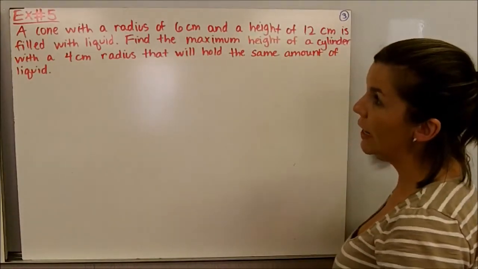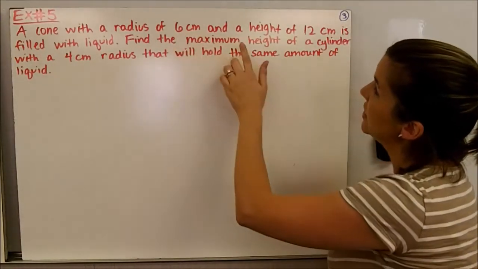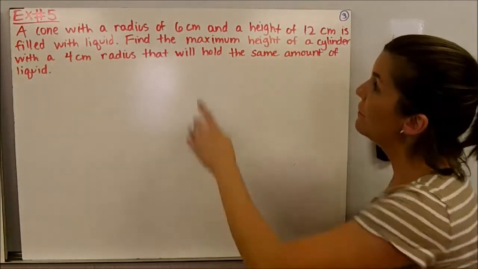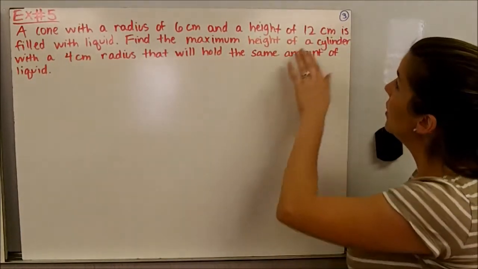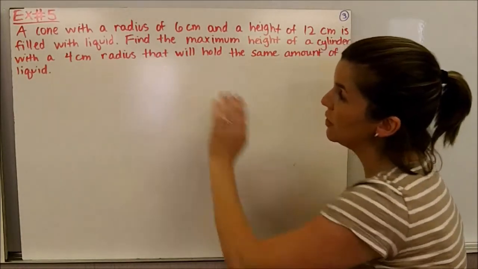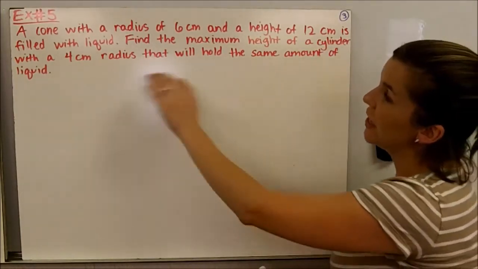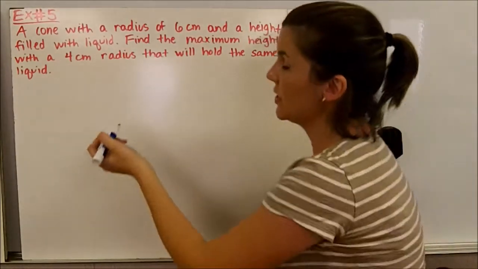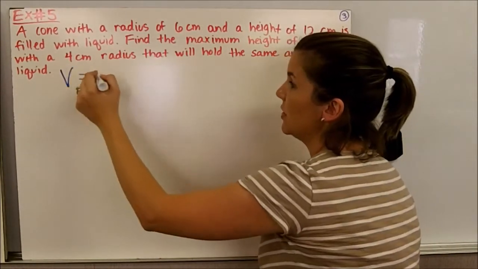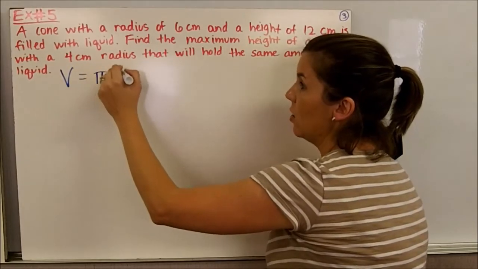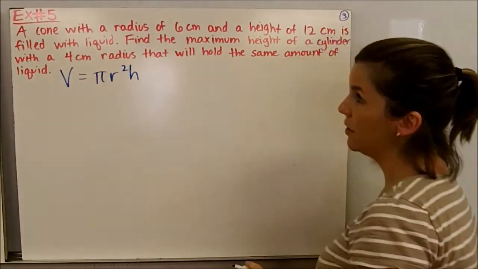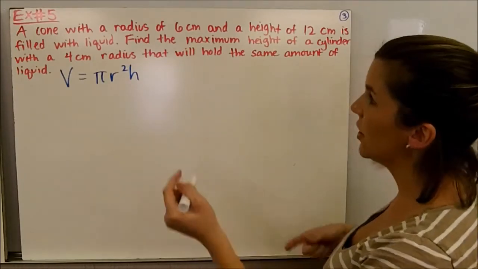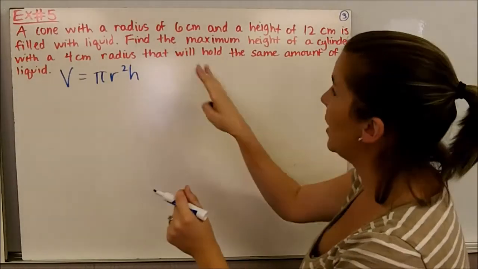Example number 5. A cone with a radius of 6 centimeters and a height of 12 centimeters is filled with liquid. Find the maximum height of a cylinder with a 4 centimeter radius that will hold the same amount of liquid. So in the previous example, I told you that the volume of a cylinder is pi r squared times the height.